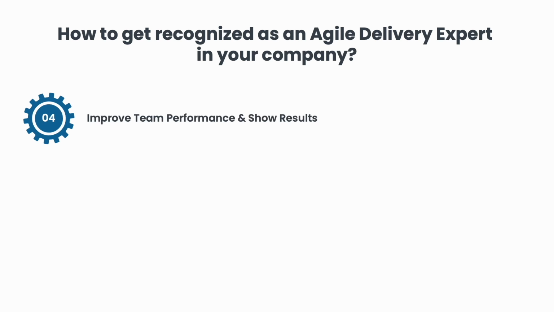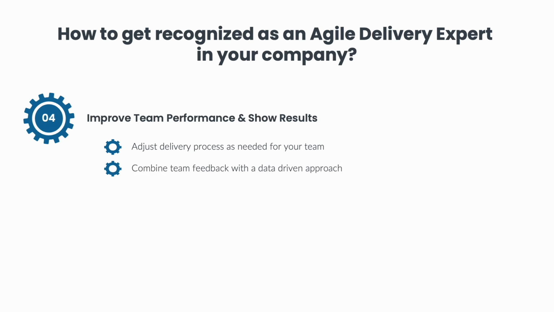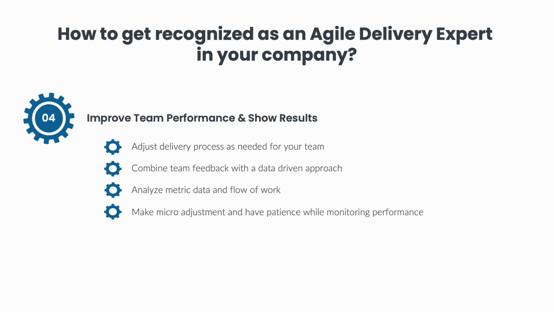Fourth, improve team performance. You might have to continuously adjust the process and approach and maybe even customize some of the aspects of delivery for your own team. Combine feedback from your team with a data-driven approach to make these improvements. You can do this by analyzing your metric data and the flow of your work with your team on a regular cadence. Based on analyzing your metrics and data, you should continuously make micro-adjustments of the process and improvements of the flow. Have patience, it might take 2 to 3 months before you see significant improvements. If you monitor your metrics, you should see improvements month by month in metrics like cycle time and throughput.